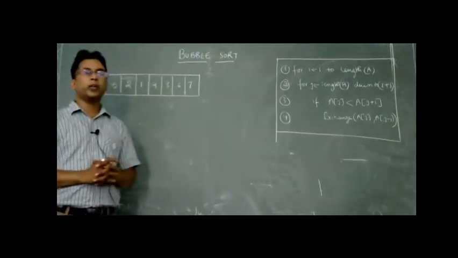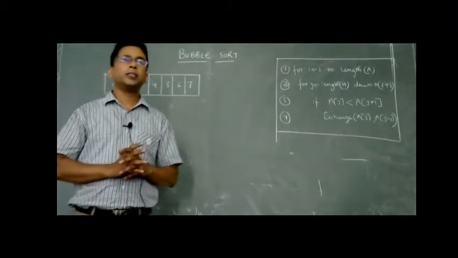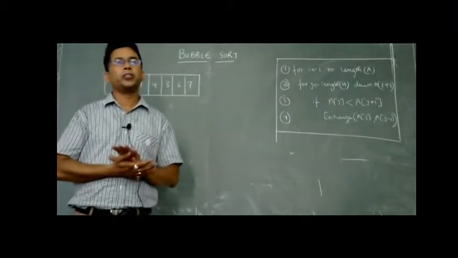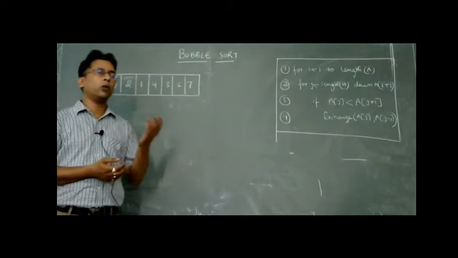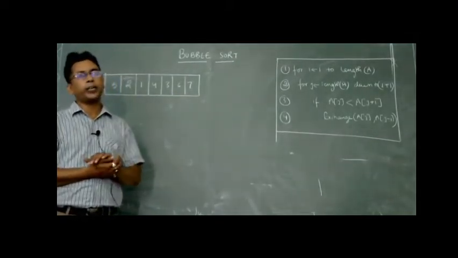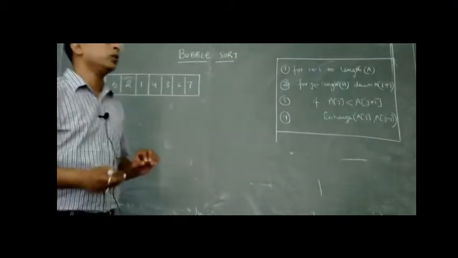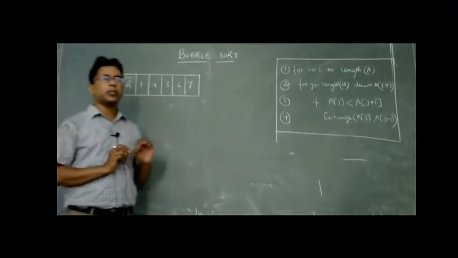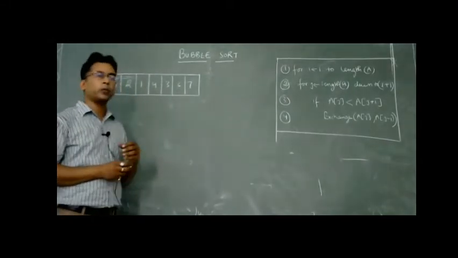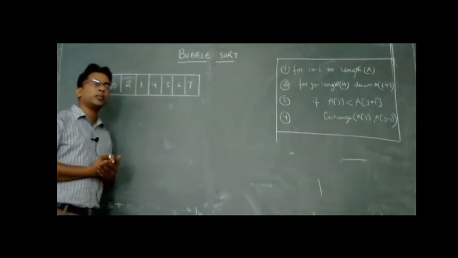Yes, students. Today we are going to discuss the bubble sort algorithm. Sorting is the basic technique in which we arrange our data in ascending or descending order. In sorting, suppose we have n number of data and we want to sort this data, then we arrange all these data in ascending or descending order.